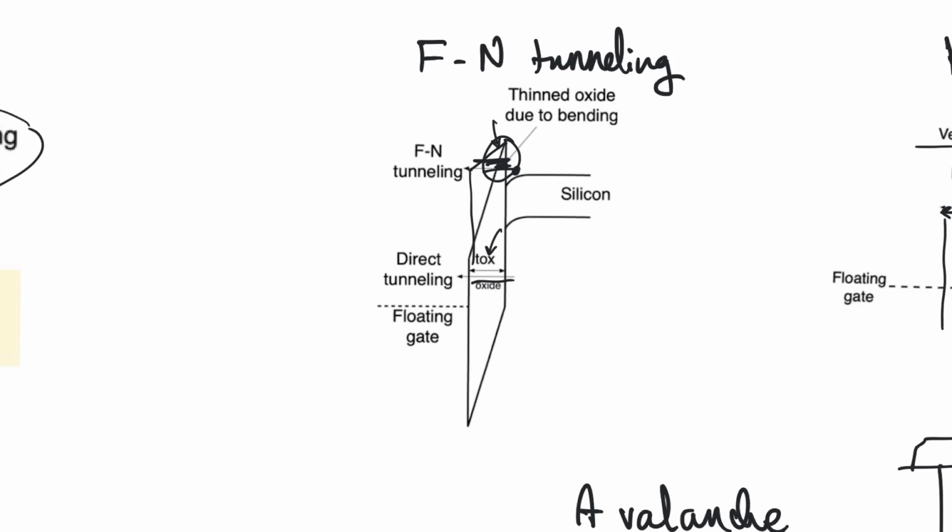The only disadvantage of Fowler-Nordheim tunneling is that it is pretty slow. It is slow, especially relative to hot carrier injection. So it's not actually slower than avalanche breakdown, but it is slower than hot carrier injection.